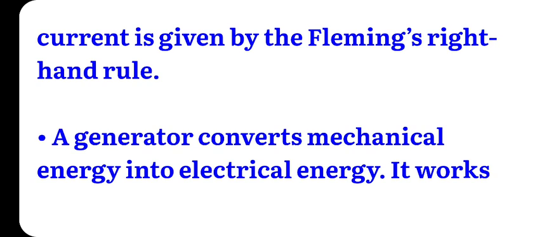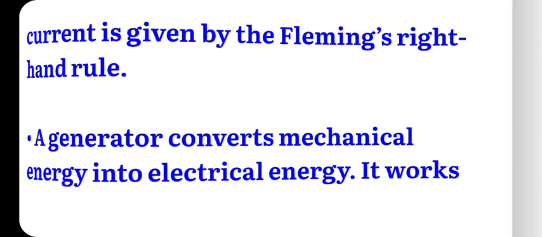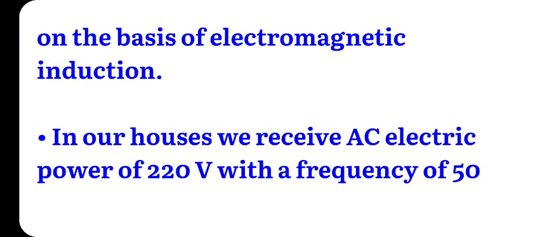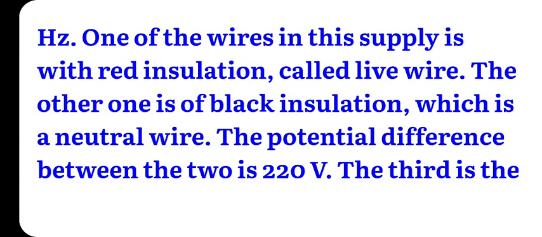A generator converts mechanical energy into electrical energy. It works on the basis of electromagnetic induction. In our houses, we receive AC electric power of 220 volt with a frequency of 50 Hz. One of the wires in this supply, with red insulation, is called the live wire. The other wire, with black insulation, is the neutral wire. The potential difference between the two is 220 volt.